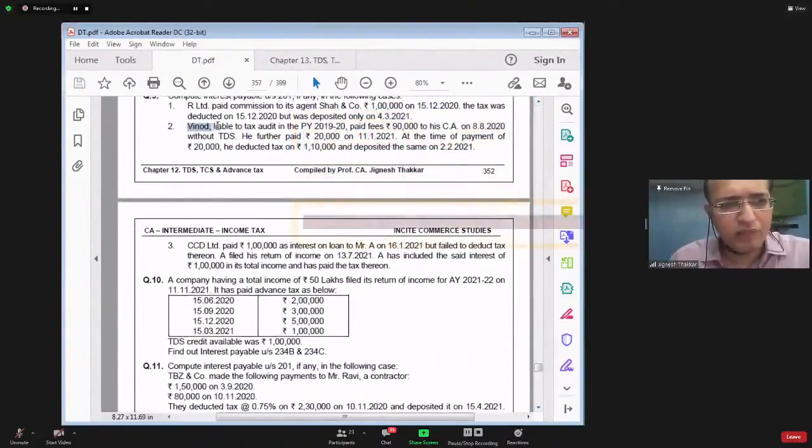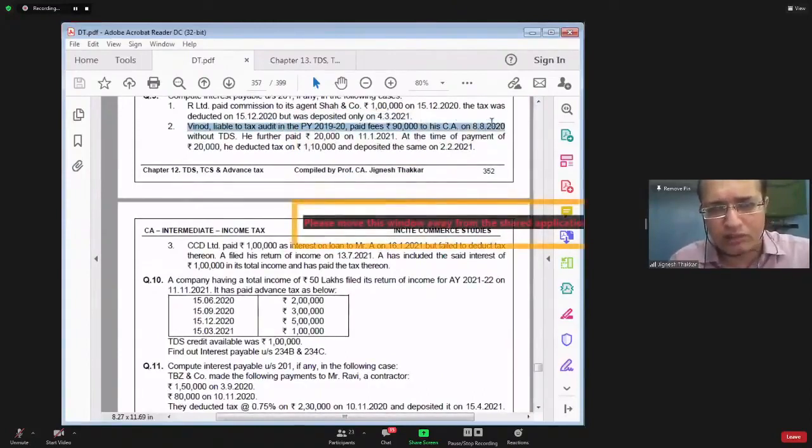Okay, next. Mr. Vinod, liable for tax audit in the year 19-20, paid fees of 90,000 to his chartered accountant on 8 August 20 without TDS. He further paid 20,000 on 11 January 21. At the time of payment of 20,000, he deducted tax on the entire 1,10,000 and deposited the same on 2nd February 21.